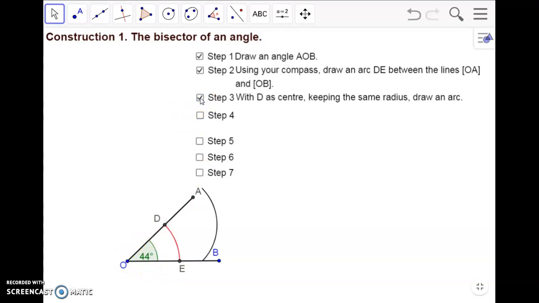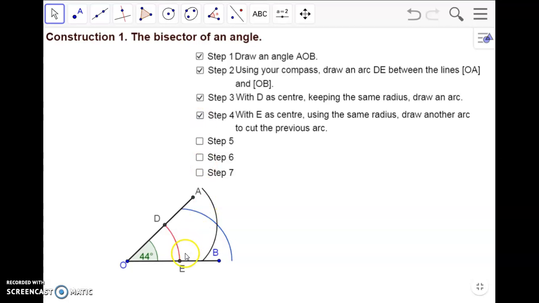Step three, with D as a center, we come out a radius, so we can use the same radius as we originally had, and we draw an arc across the center of our angle. This does not need to intersect the two arms.